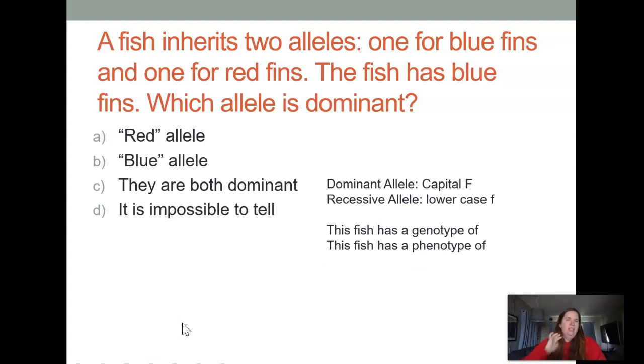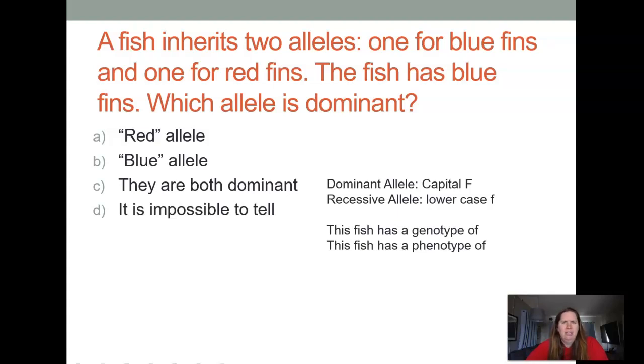So let's finish this lecture with a little review question. If you've done the lab for this section already, this hopefully will be pretty easy for you. A fish inherits two alleles, one for blue fins and one for red fins. The fish has blue fins. Which allele is dominant? So which allele is leading to the physical appearance? Of course, we know that it's the blue fin, because he has two alleles, one codes for blue fins, one for red, but the blue fin is the one that he actually has. His phenotype, or his physical appearance, is blue finned.